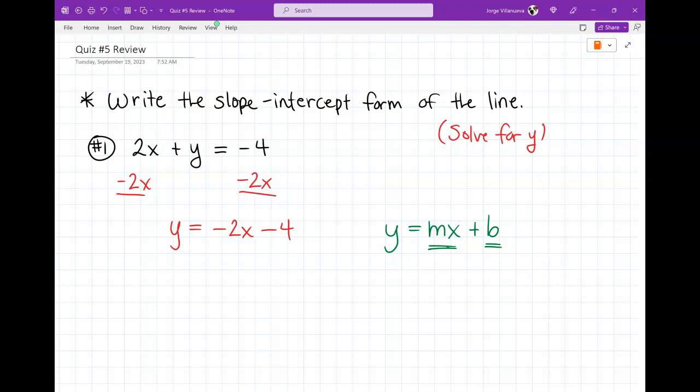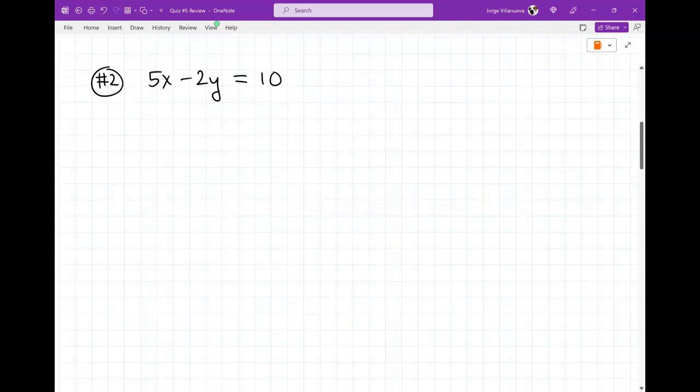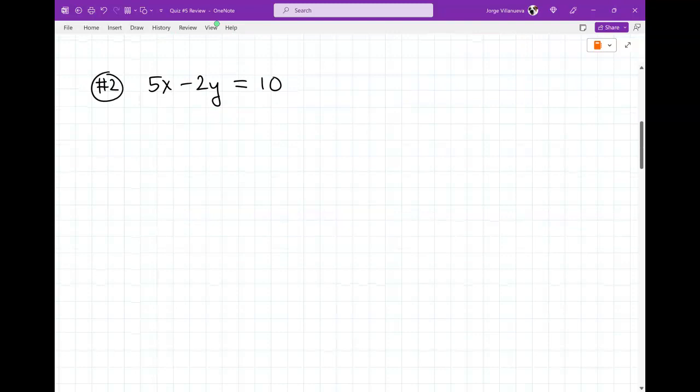We're going to do one more example like this right now, and then we'll move on to something else. But like I said, we have 8 examples. They don't take very long to do. So here's the next one. A little bit tougher. We still want to solve for y.